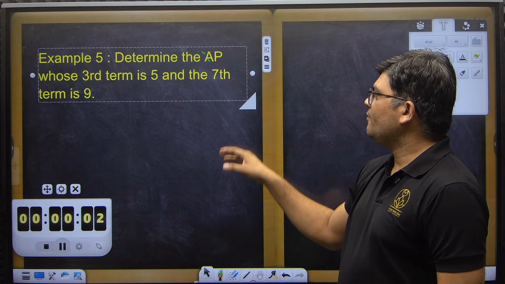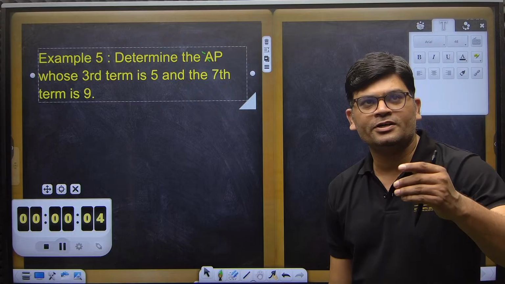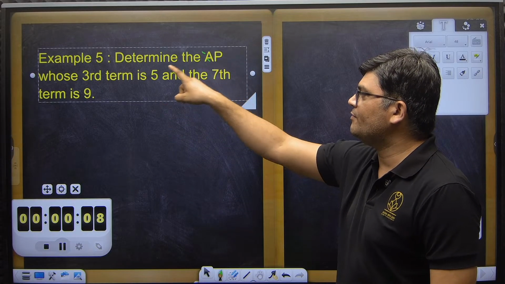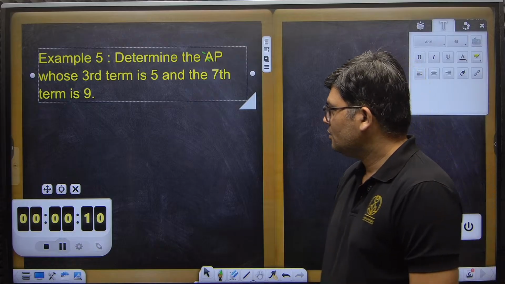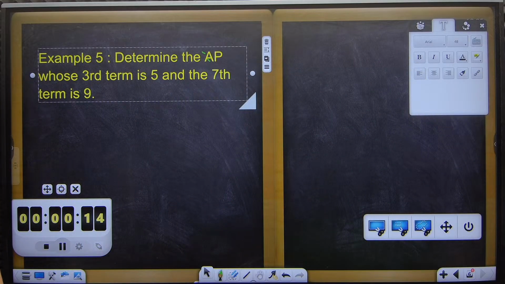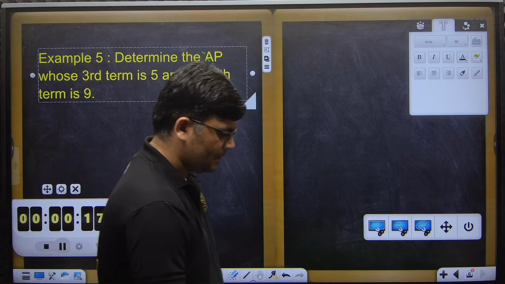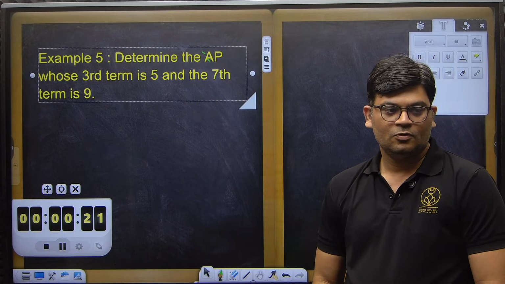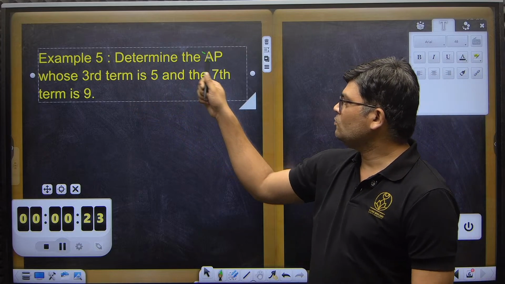Determine the AP. Whenever this kind of question comes, you have to write the first 3 terms of the AP. Determine the AP whose third term is 5 and the seventh term is 9. Third term and seventh term. What is the difference between those 2 terms? What is the jump from 3 to 7?